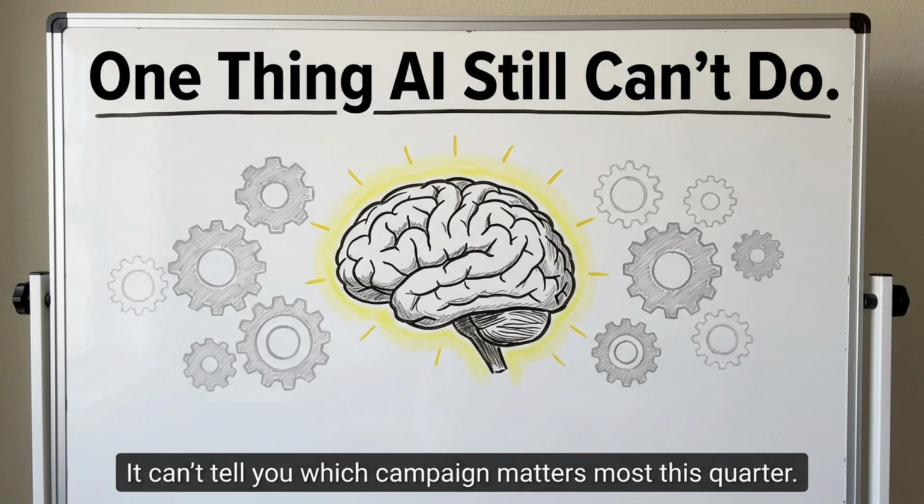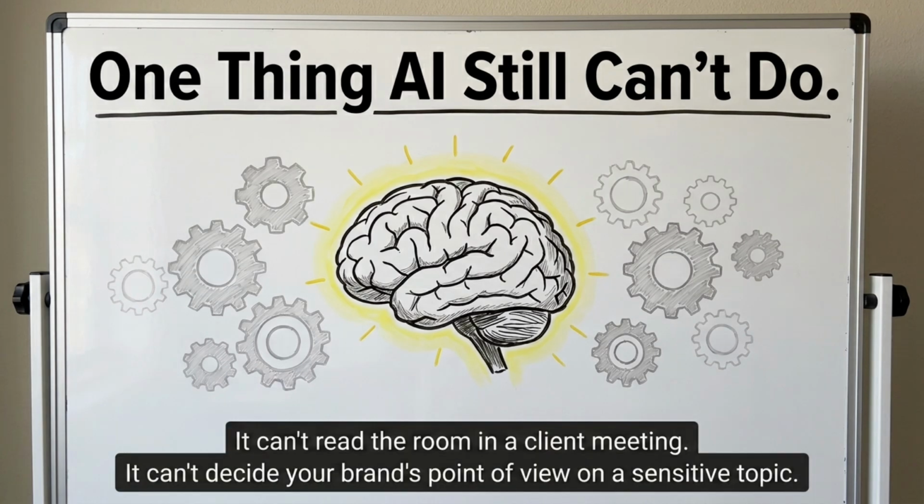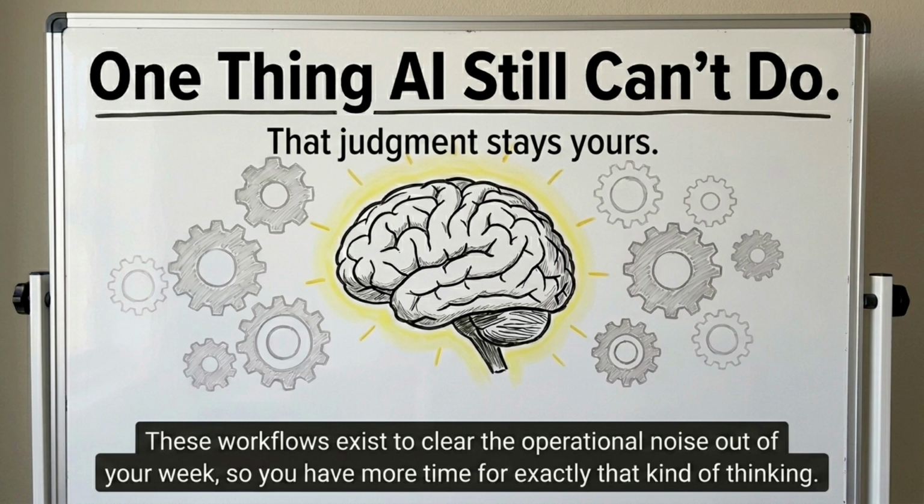And one thing AI still can't do, so let's be clear about it. It can't tell you which campaign matters most this quarter. It can't read the room in a client meeting. It can't decide your brand's point of view on a sensitive topic. That judgment stays yours. These workflows exist to clear the operational noise out of your week, so you have more time for exactly that kind of thinking.